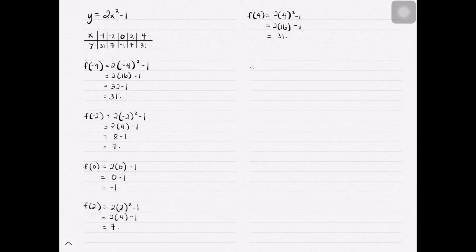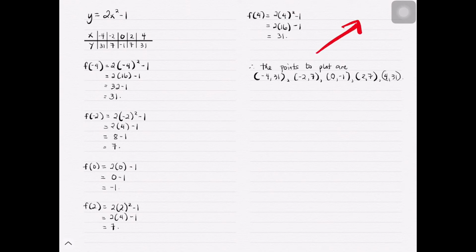Therefore, we now have the points to be plotted, and that would be the points (-4, 31), (-2, 7), (0, -1), (2, 7), and (4, 31). If you want to know more about plotting points, I have a separate video, and just click the eye icon there at the upper right corner of your screen, and you will be redirected to that suggested video.